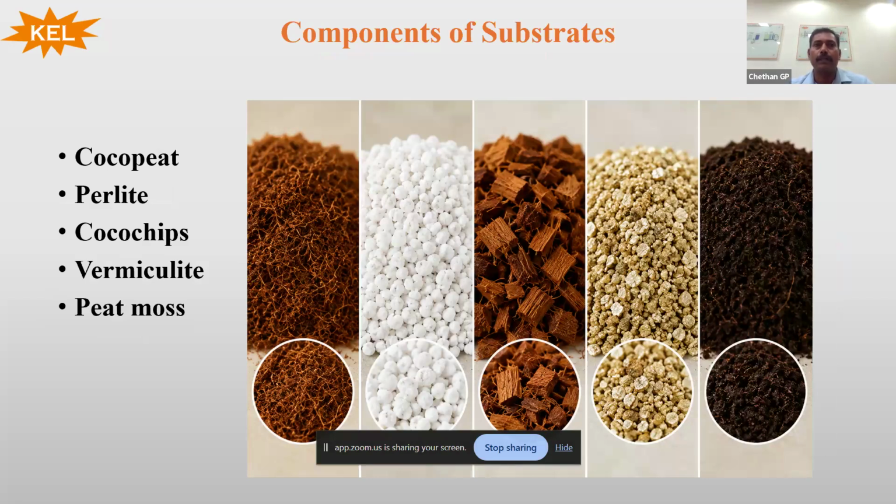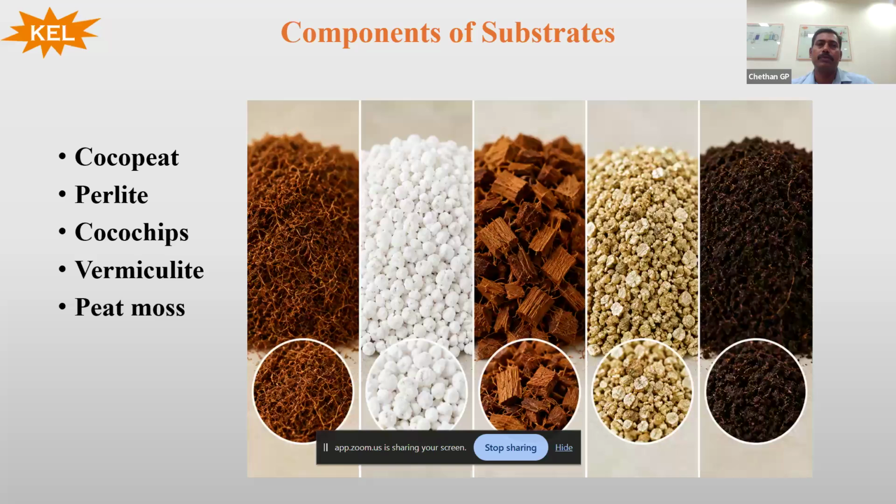Modern substrate combines several carefully selected materials, each contributing specific functions. Cocoa peat provides excellent water storage capacity while maintaining adequate porosity. Perlite increases the air-filled pore spaces and improves the drainage. Cocoa chips create large air spaces and improve the structural stability, making them particularly useful for long-term crops.